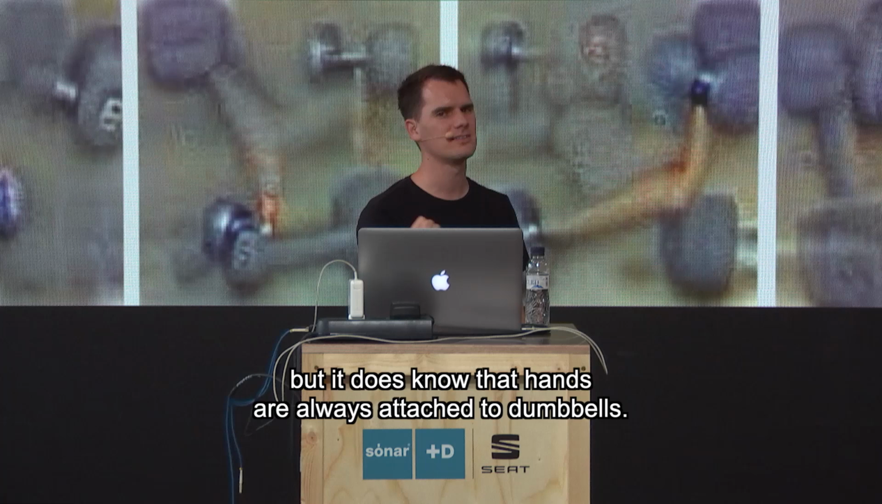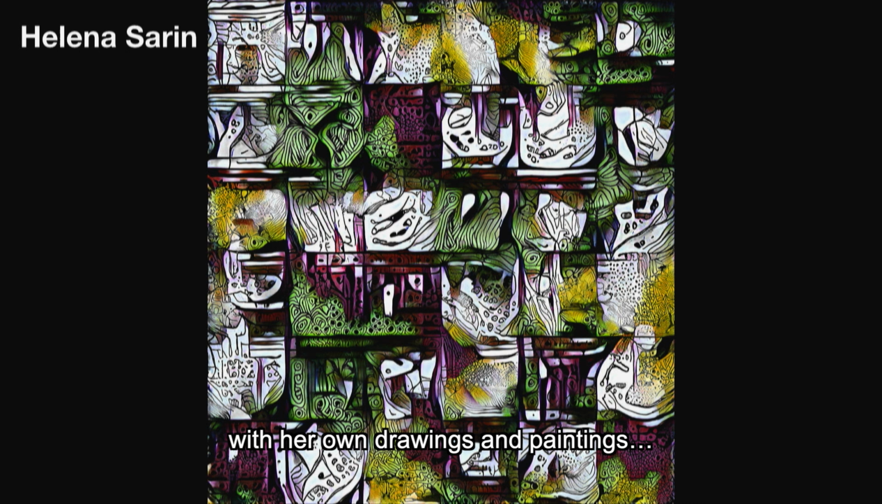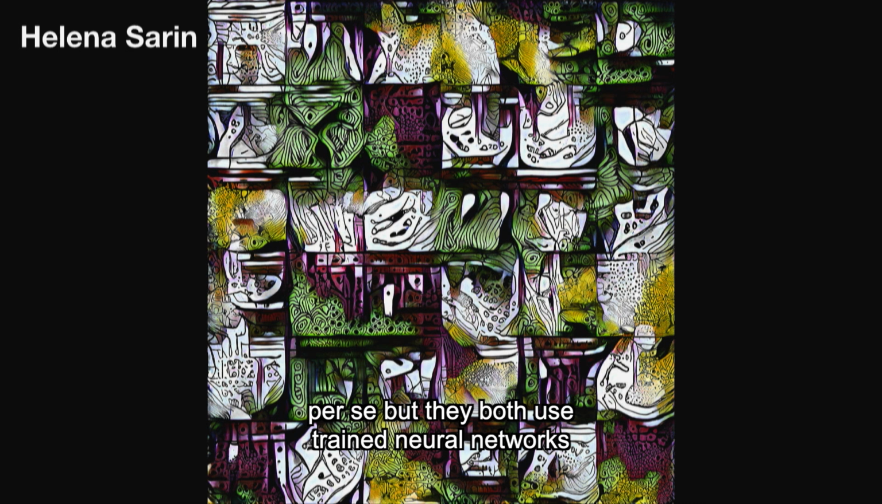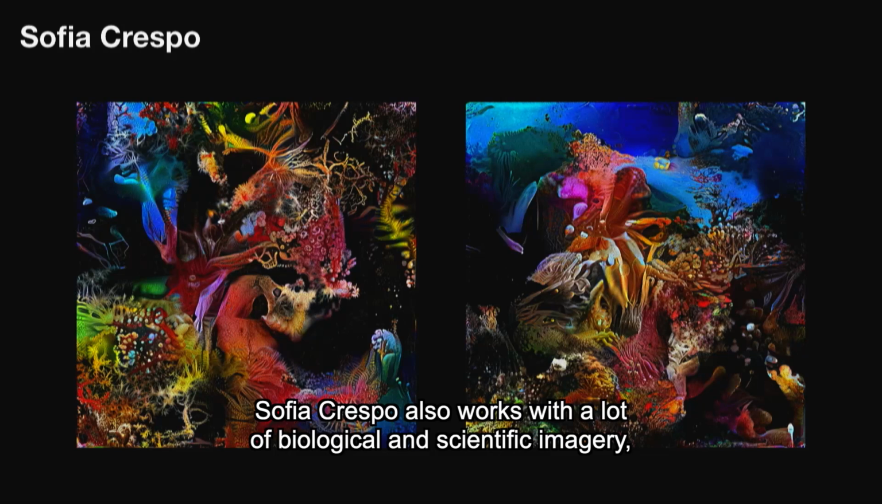Another popular direction is the style transfer technique that I mentioned earlier. Helena Sarin mixes style transfer with her own drawings and paintings. I really like her work. Both Deep Dream and style transfer are not really machine learning algorithms per se, but they both use trained neural networks to augment existing images. Some people would describe it as an optimization process instead of a learning process. Sophia Crespo also works with a lot of biological and scientific imagery augmented with style transfer.